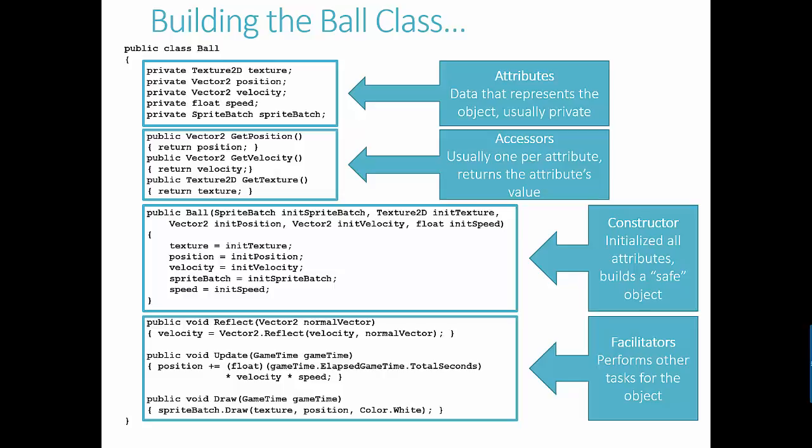Notice that the update method will change the position by multiplying it by the time since the last frame, its velocity, and its speed. Speed in this way is represented as pixels per second.